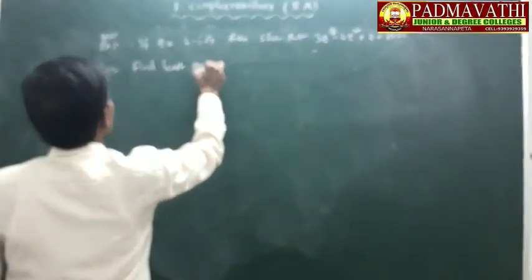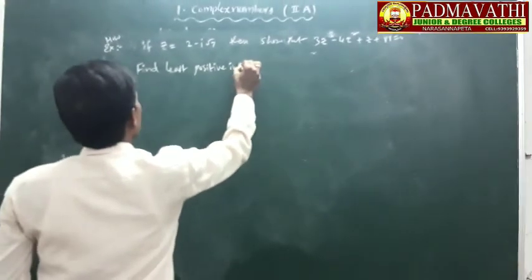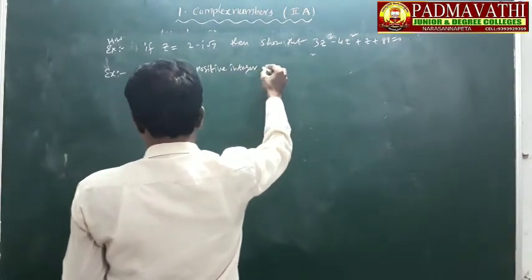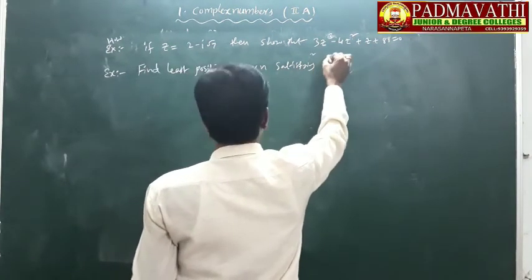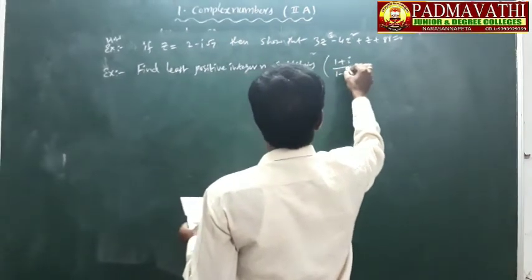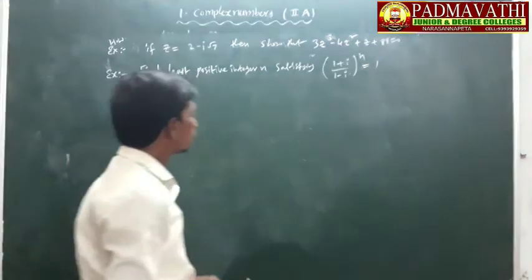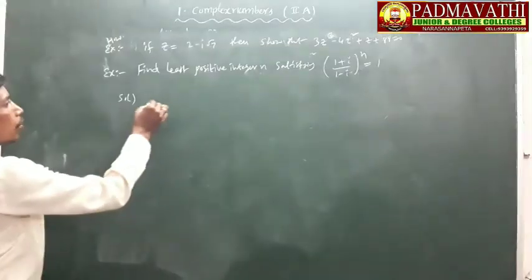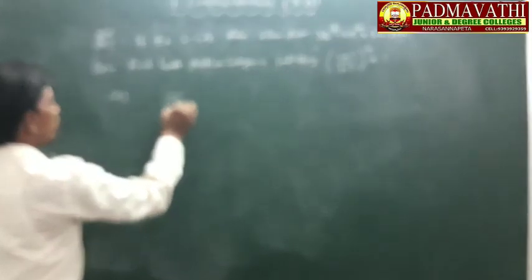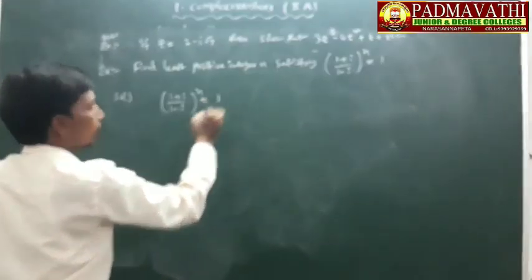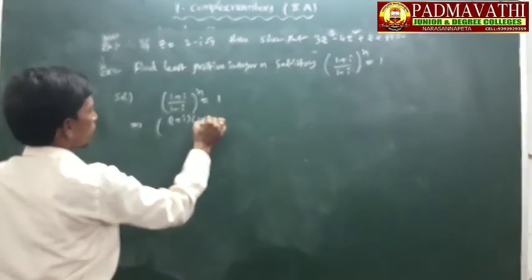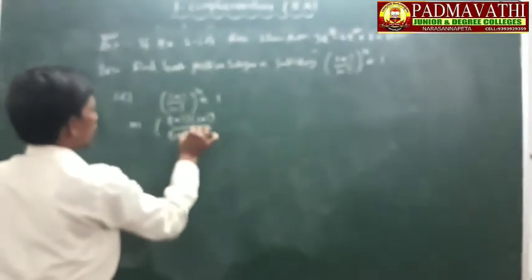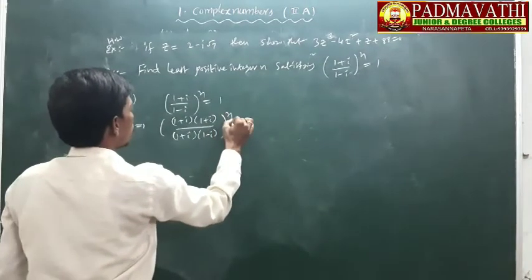Find the least positive integer n satisfying (1 plus i by 1 minus i) whole power n is equal to 1. Solution. (1 plus i by 1 minus i) whole power n equal to 1. Now, rationalizing, multiply 1 plus i by 1 plus i, (1 plus i by 1 minus i) whole power n equal to 1.